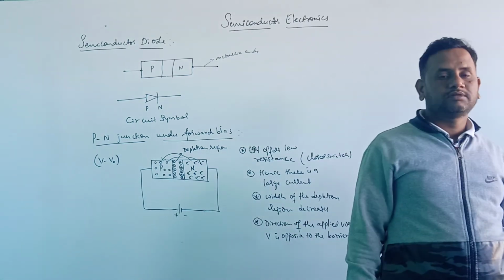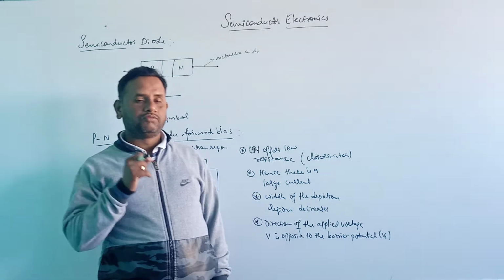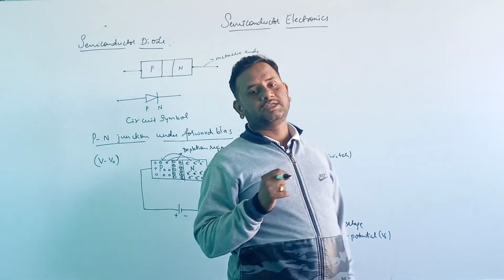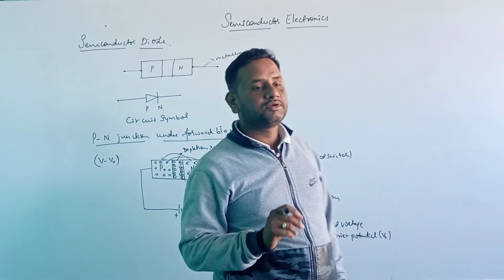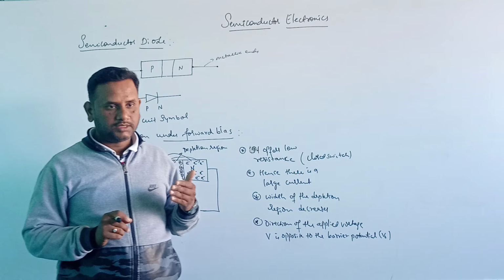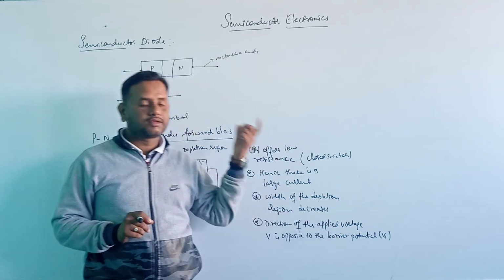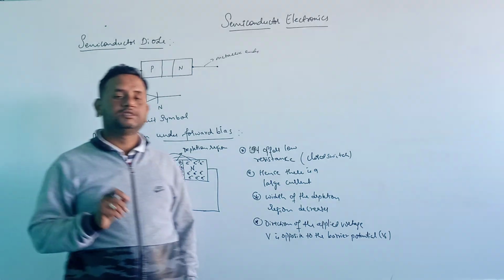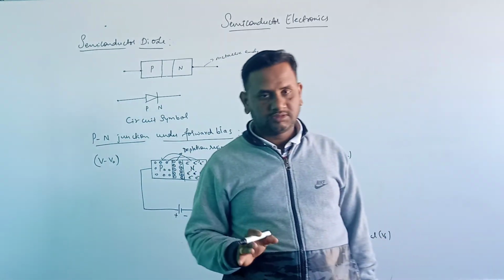Barrier potential means this prevents the motion of the majority charge carriers on either side. Okay, that is what it is being called as a barrier. Barrier मतलब क्या, रोकना. So the barrier potential prevents the motion of the majority charge carriers on either side of the diode.